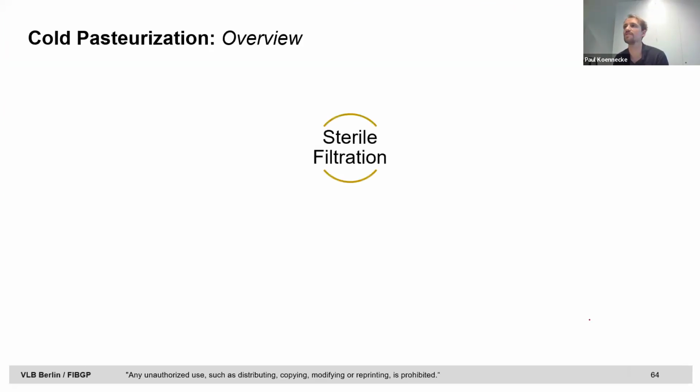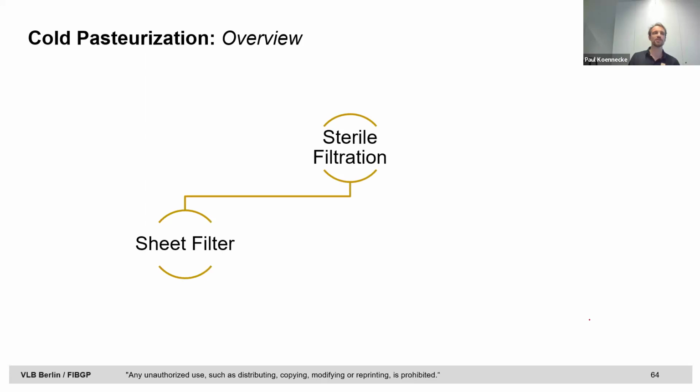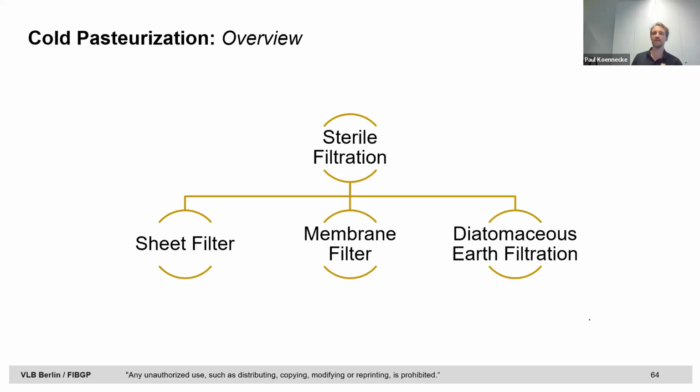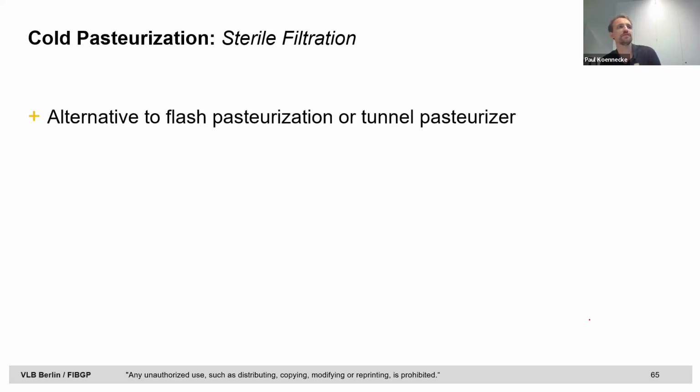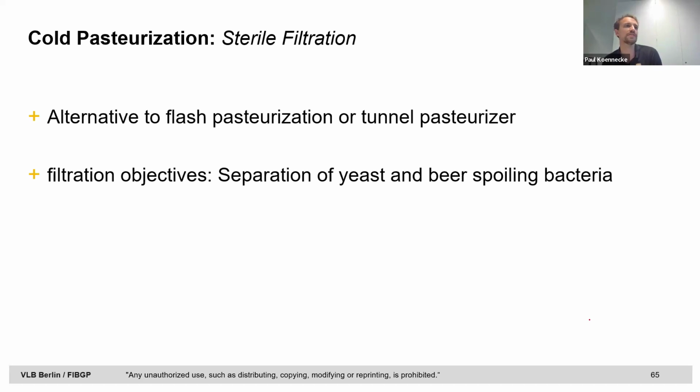And just also here a little bit of an overview. Cold pasteurization, when you hear this word, is mostly meant as sterile filtration, and you can achieve this by a sheet filter, by a membrane filter, or by DE filtration. I'm not sure whether you had the theme filtration, so I give you a little bit of an overview of how different kinds of filtration work. It is an alternative to flash pasteurization or a tunnel pasteurizer, and you can of course separate yeast and beer spoiling bacteria out of your medium, if you really can achieve that. You just have to have a proper pre-filtration. So you can't just filter your beer sterile in the first step; it will just block your filter.